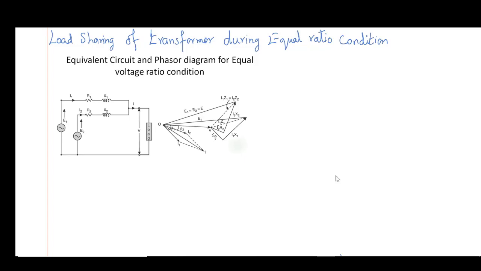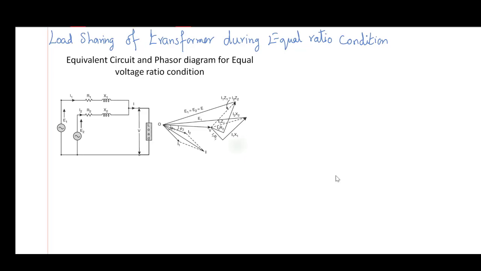In order to differentiate this, we are going to find out the corresponding load sharing value in terms of current I1 and I2. From this we are going to calculate the I1 and I2 values, and then calculate the corresponding power rating in terms of impedance. So let's start the derivation.